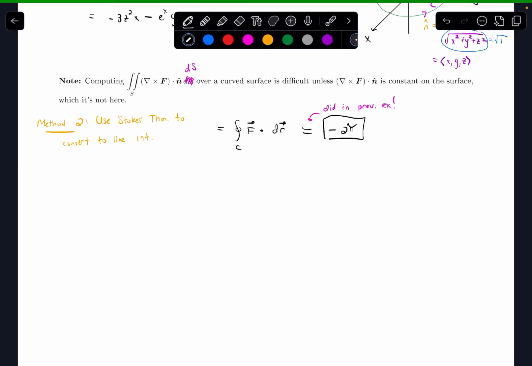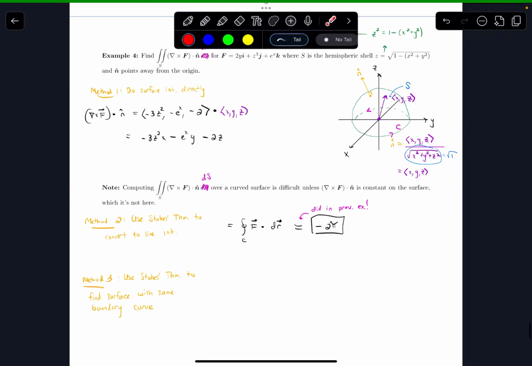There's actually a third way we could do this problem. So method 3. This is going to involve using Stokes' theorem, but in a slightly different way. Use Stokes' theorem to find a surface with the same boundary curve.